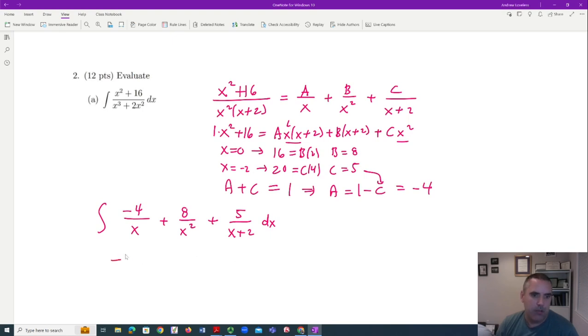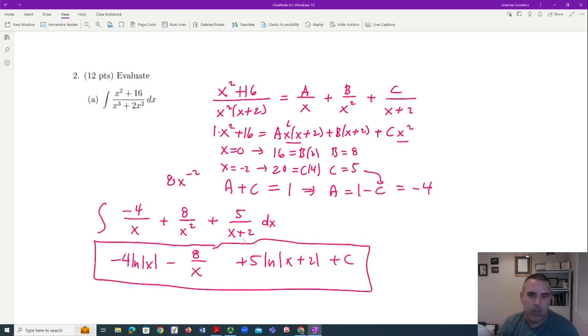Okay, so we're going to have negative 4 log of the absolute value of x plus 5. Both of those are linear, so they fit our log rule. This one is not linear, so we're going to think of it as this. And when we integrate, it's going to become negative 1. So I'd probably write it this way. Done.